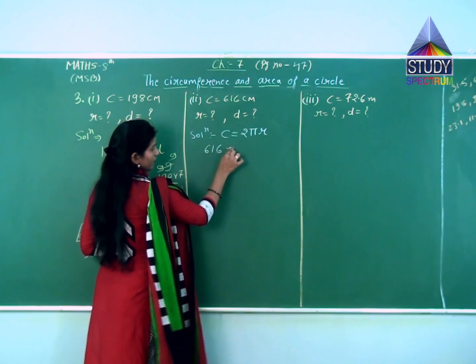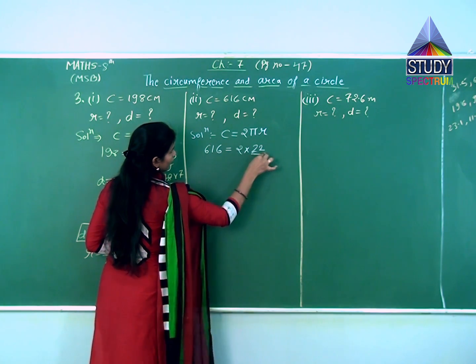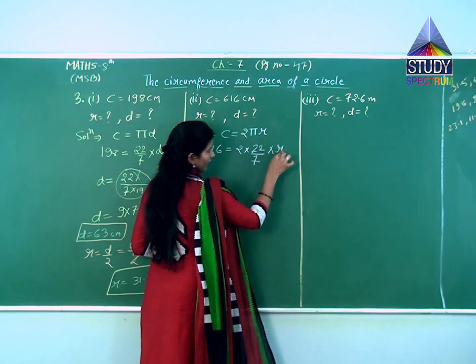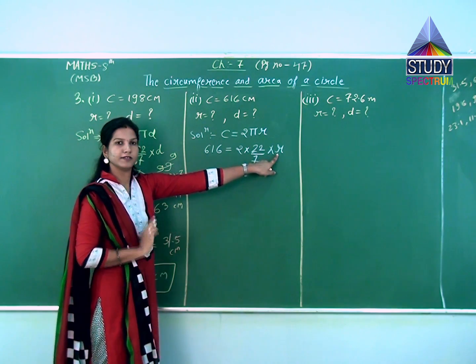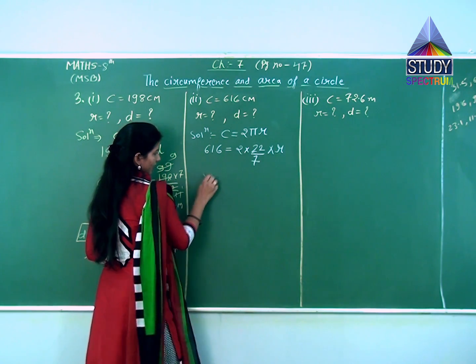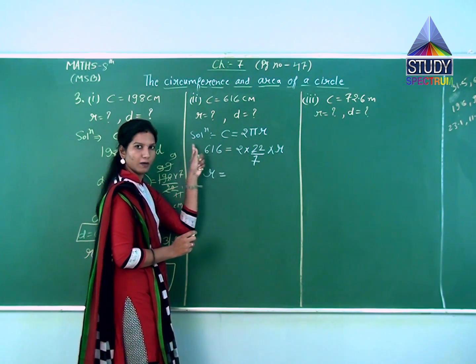616 equals 2 as it is. What is pi? 22 by 7. And what is r? We don't have the value of r. That's why r will be simply written here. Now we have to isolate this r. So we will take all these values to the opposite side.